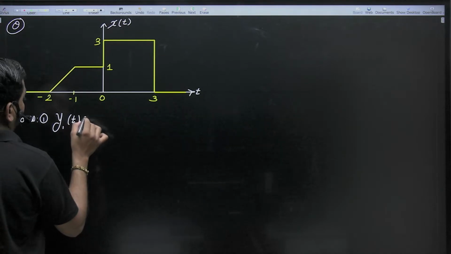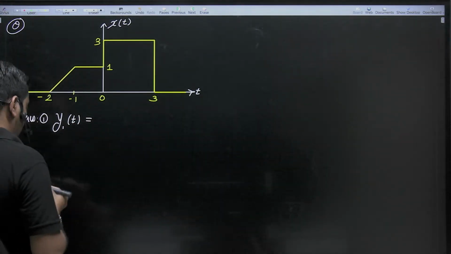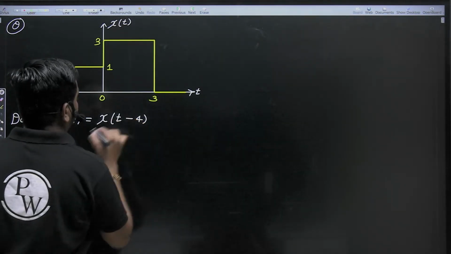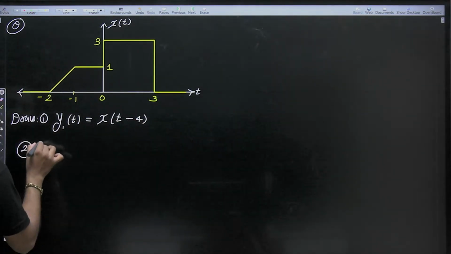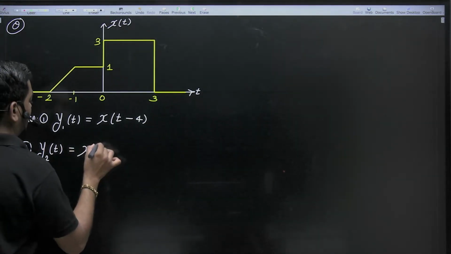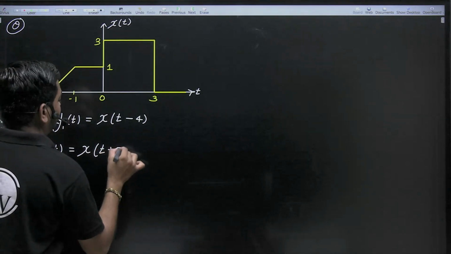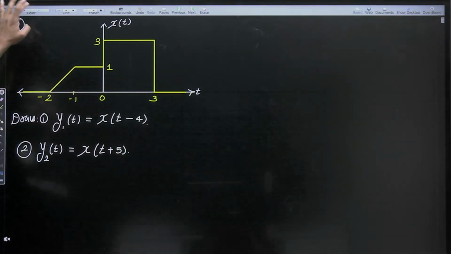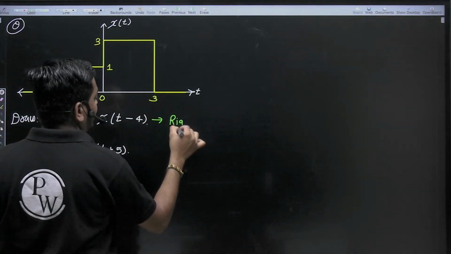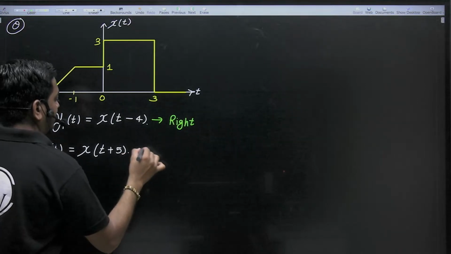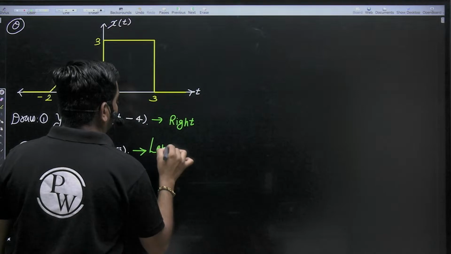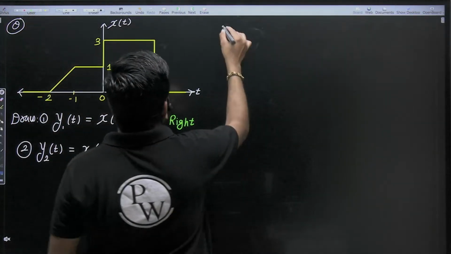y1 of t is equal to x of t minus 4, and second, y2 of t is equal to x of t plus 5, guys. Now see, in this case, t minus 4 means simply right shift, right shifting. And here, t plus 5 means left shifting. Correct? So what you have to do, guys?